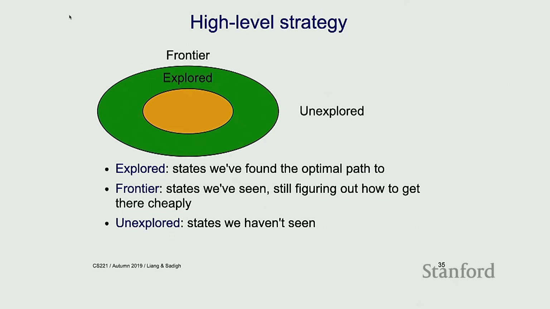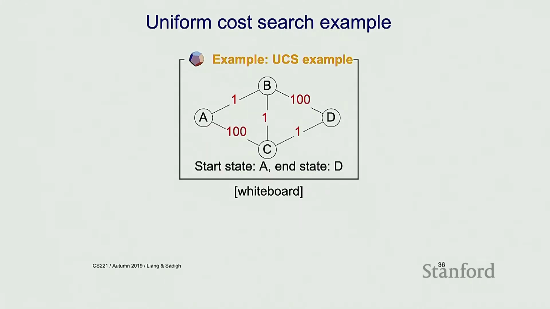We did this example where we started with all the states in the unexplored set, and then we moved them to the frontier, and then from the frontier, we moved them to the explored set. This was the example that we did on the board. We realized that even if we have cycles, we can actually do this algorithm, and we ended up finding the best path being from A to B to C to D, and that costs 3.